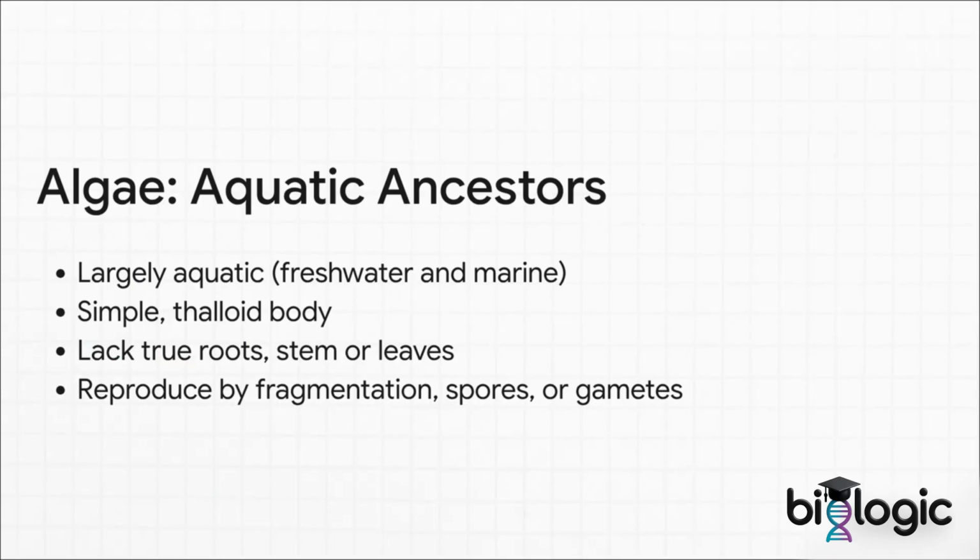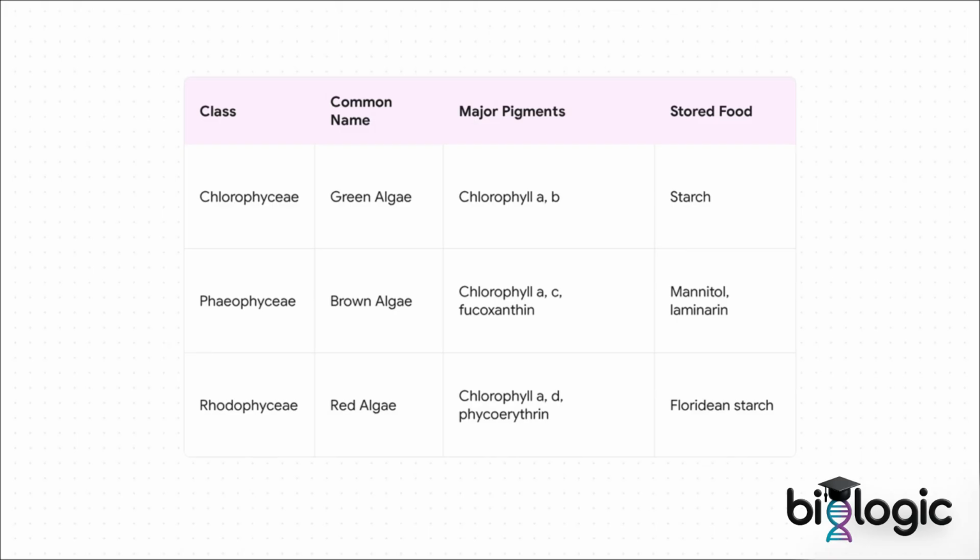So meet the algae. These are the aquatic ancestors from which all land plants evolved. They have a really simple body plan. It's called a thallus, which basically means it's not divided up into true roots, stems, or leaves. They were perfectly adapted for life in the water, but this simple structure was just not going to cut it on land.